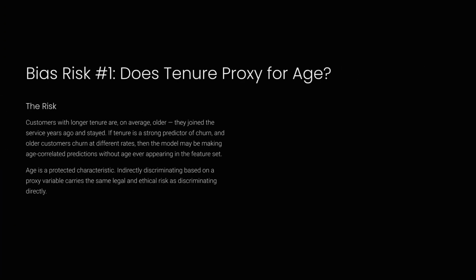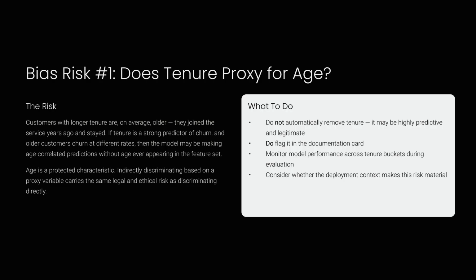Bias risk 1. Does tenure proxy for age? Longer tenure often correlates with older customers. If tenure strongly predicts churn, the model might be indirectly discriminating based on the protected characteristic of age. Monitor and document this risk rather than automatically removing the feature.